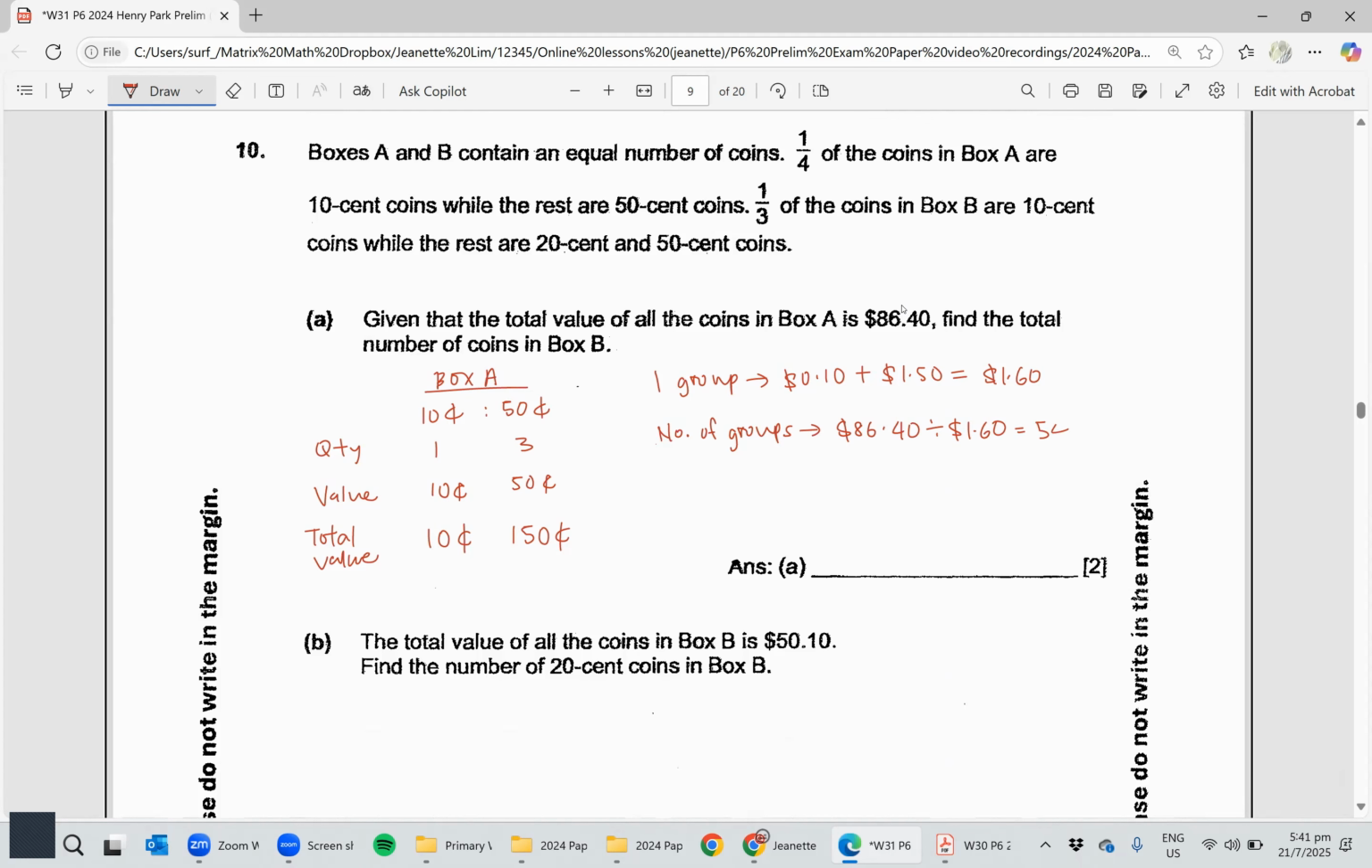That will give us 54 groups. If there are 54 groups of coins, we're looking for the number of coins in B, right? And they contain the same, A and B. So you can find the total number of coins in A, and that will be the same as B. So we take 54 times 4, because in every one group there are 4 coins from quantity. So answer 216.